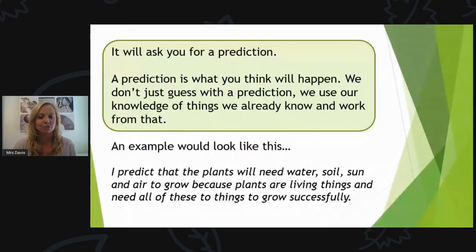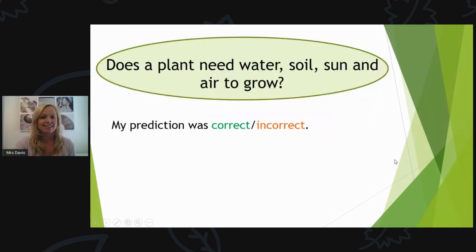Was your prediction correct? Did you predict that plants would need water, sun, soil, and air? Okay, and if so, well done.